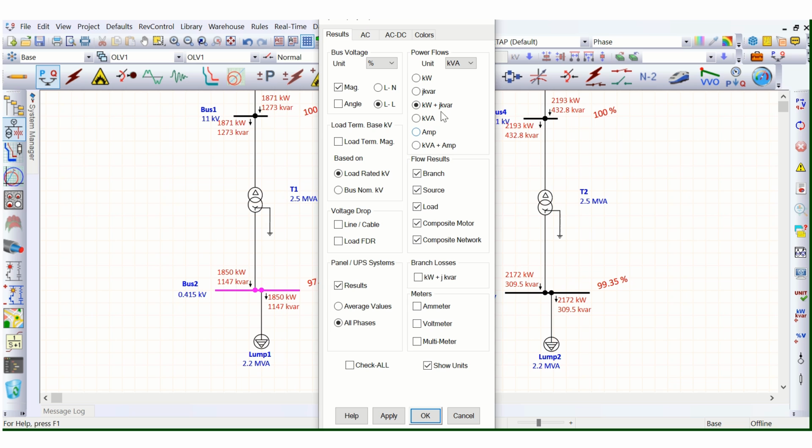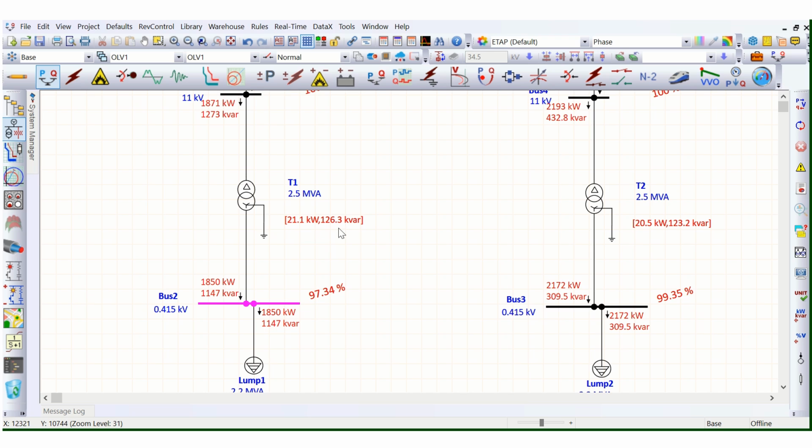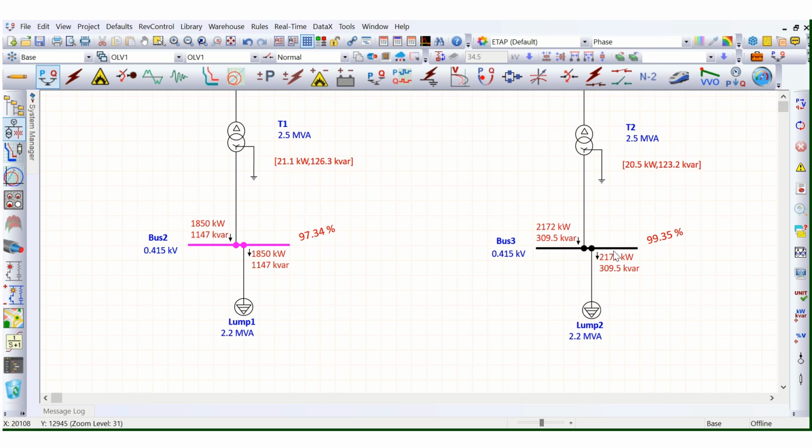Also, let's check the losses here. Here the loss is 21.1 kilowatt. Here the loss is reduced to 20.5 kilowatt, 126.3 kilowatt, here 123.2 kilowatt. So the losses are also reduced, losses are less, more active power, and the bus voltage is improved due to improvement in the power factor.